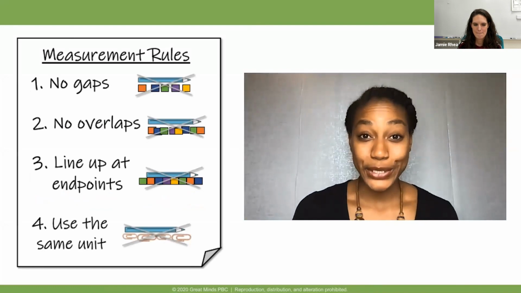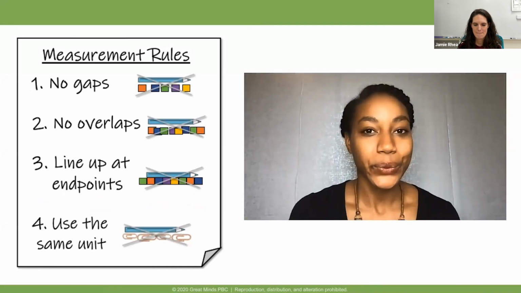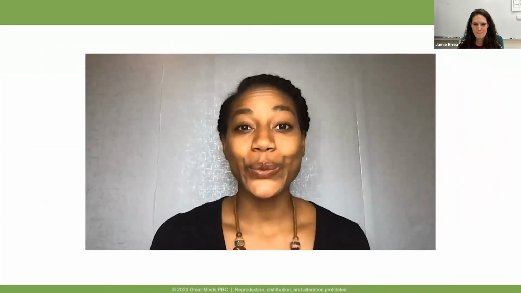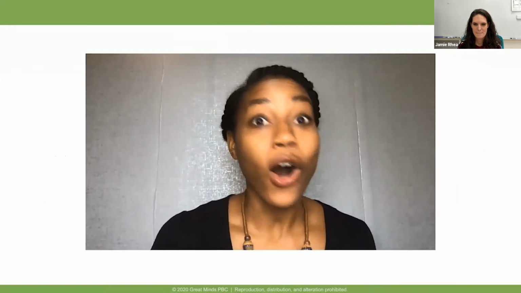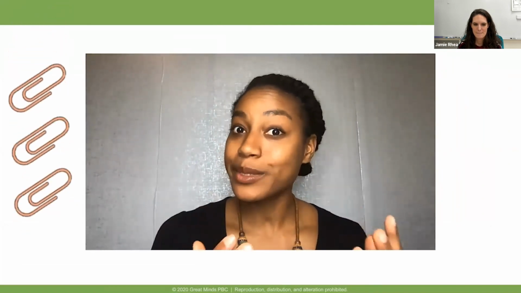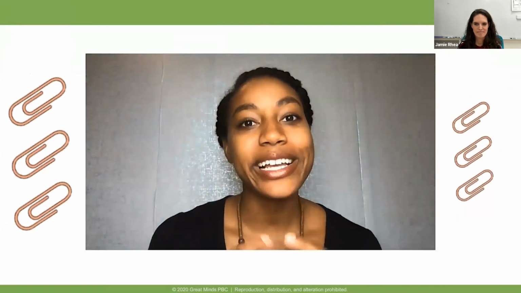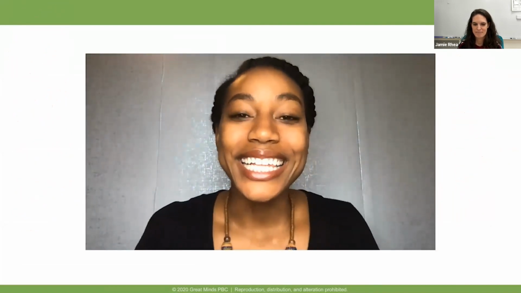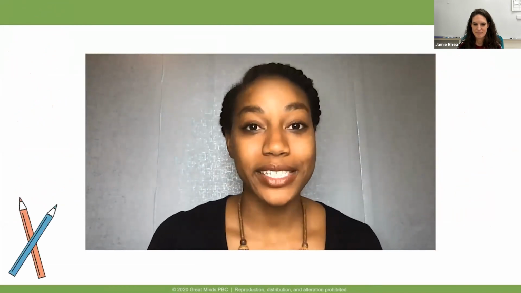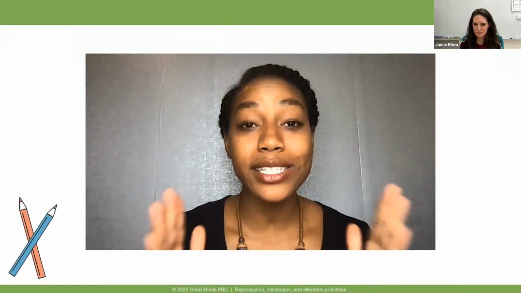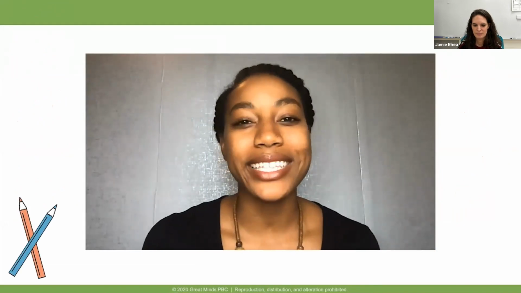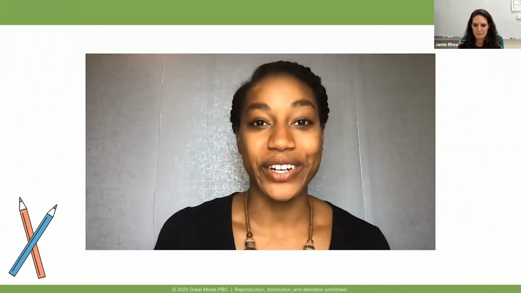Let's go ahead and measure again. Now that we have a new rule, we just learned we should only use either all big paper clips or all small paper clips, but we can't mix them because they're not the same size. Let's measure the red pencil and blue pencil again to see if we use only small paper clips, if we would get the same amount. Let's do the blue one first.